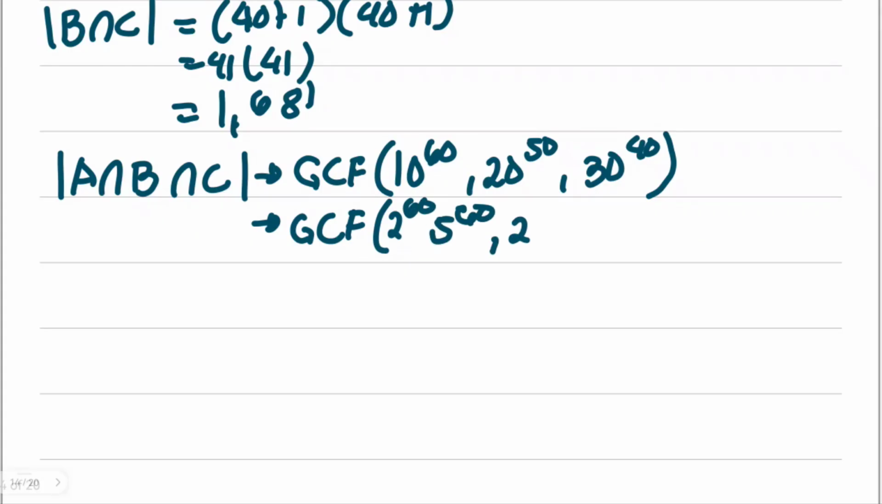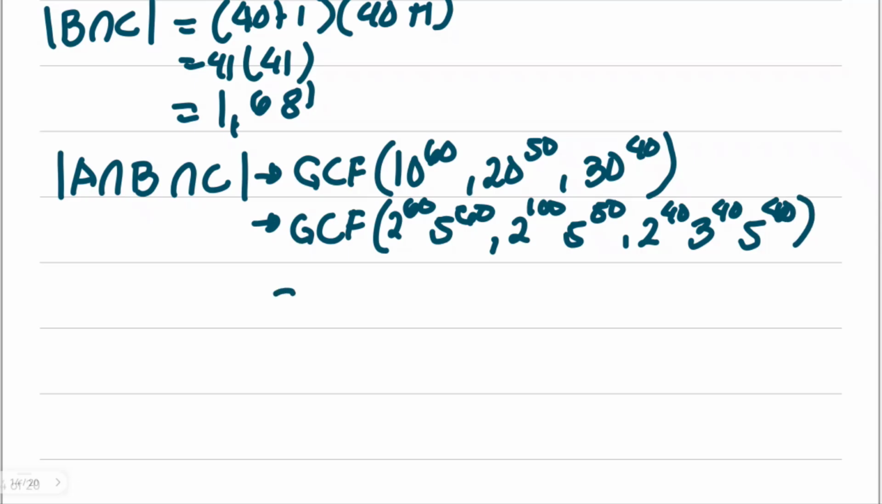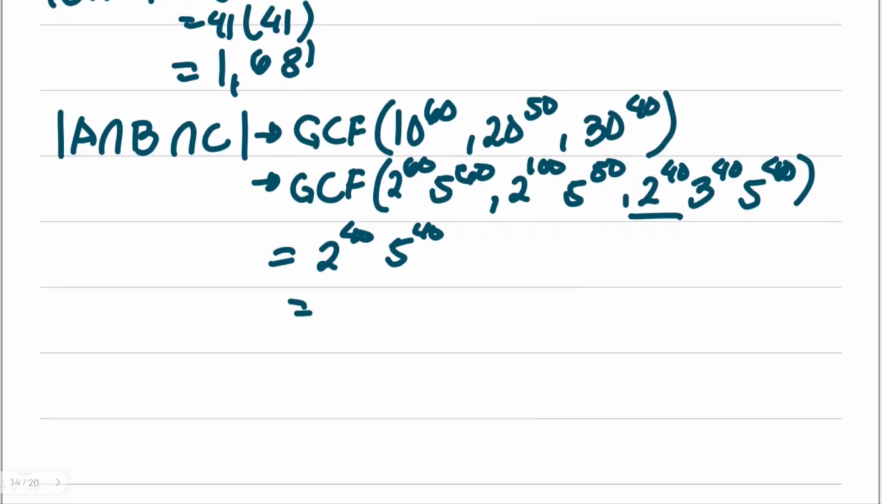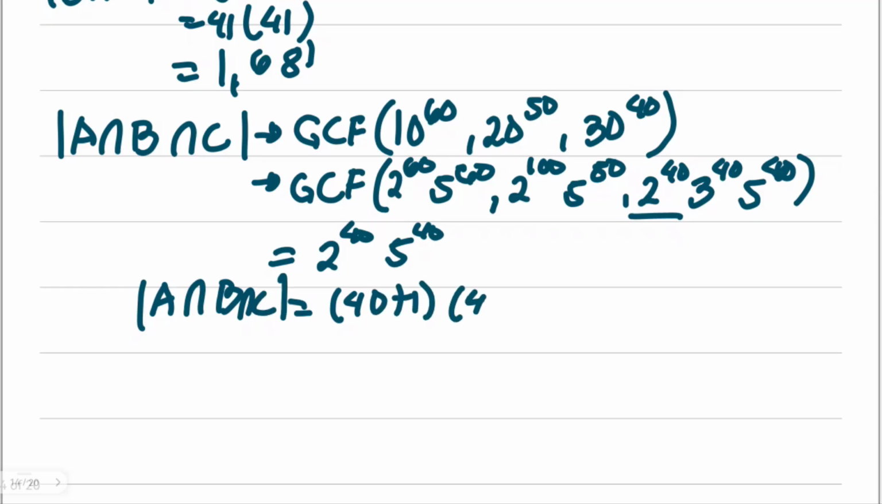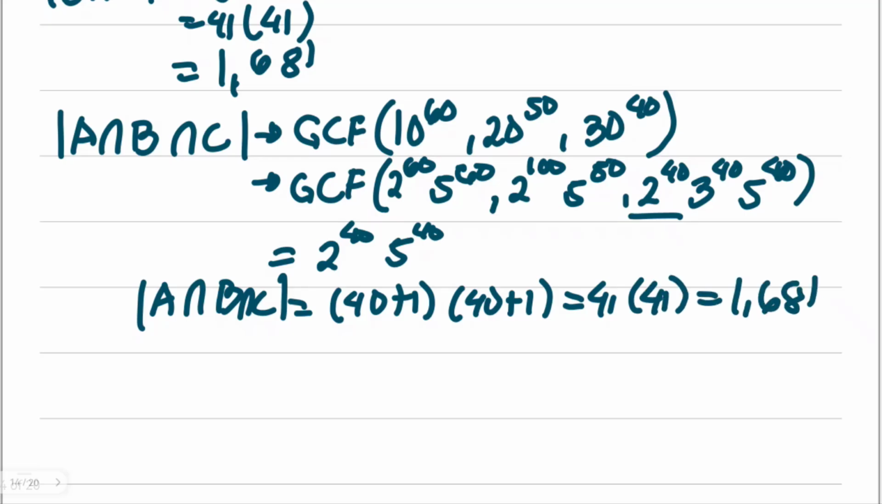If I'm correct, this is 2 to the power of 100, 5 to the power of 50. This is 2 to the power of 40, 3 to the power of 40, and 5 to the power of 40. So the common for all, the minimum exponent we have here, is 2 to the power of 40. For our 5, it is also 5 to the power of 40. We don't need 3, again, because we're talking about the common. Similarly, we have the same result here. So the cardinality of A intersection B intersection C is 40 plus 1 times 40 plus 1. We'll get 41 times 41, which will result to 1,681 as well. So all of them are now given.